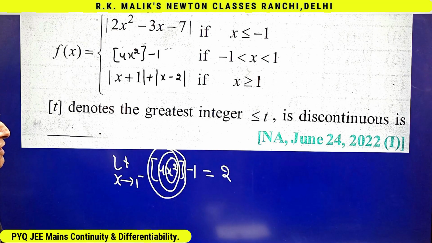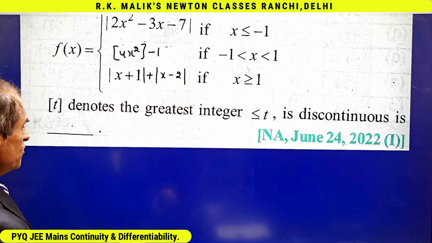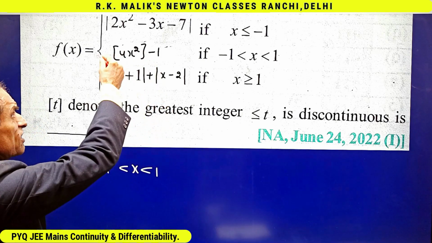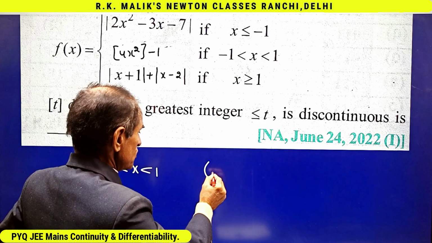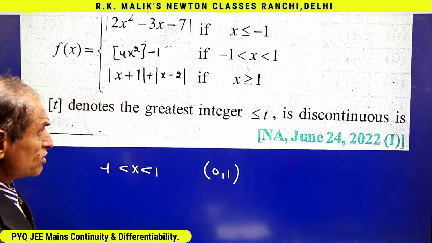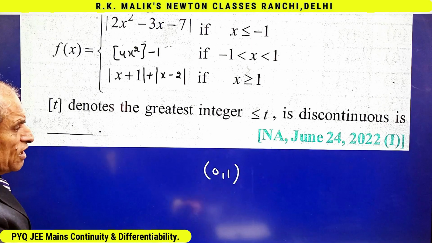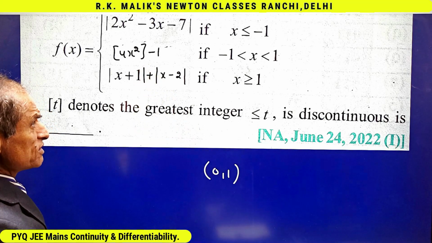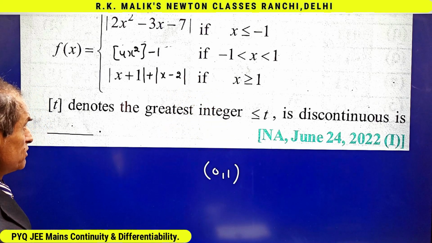And now the remaining points to be checked are when x lies between minus 1 and 1. When x lies between minus 1 and 1, it is clearly an even function. Therefore, we'll be discussing the continuity only in 0 to 1. At 0, I have already told you it is continuous. If in 0 to 1 it is discontinuous at n points, then in -1 to 1 it will be discontinuous at 2n points.